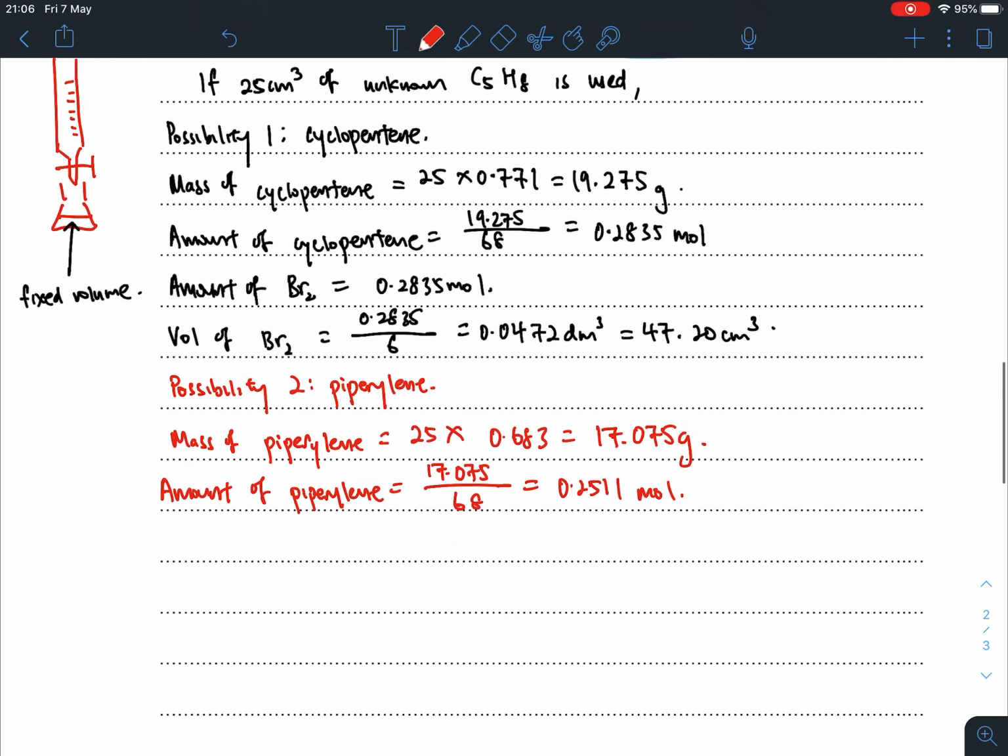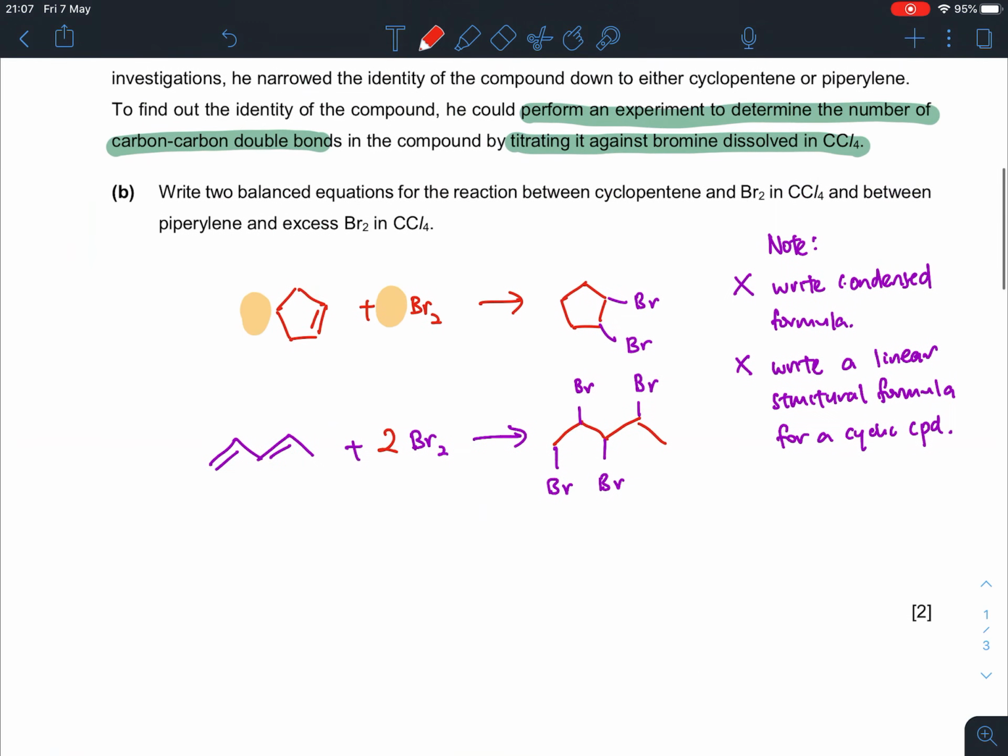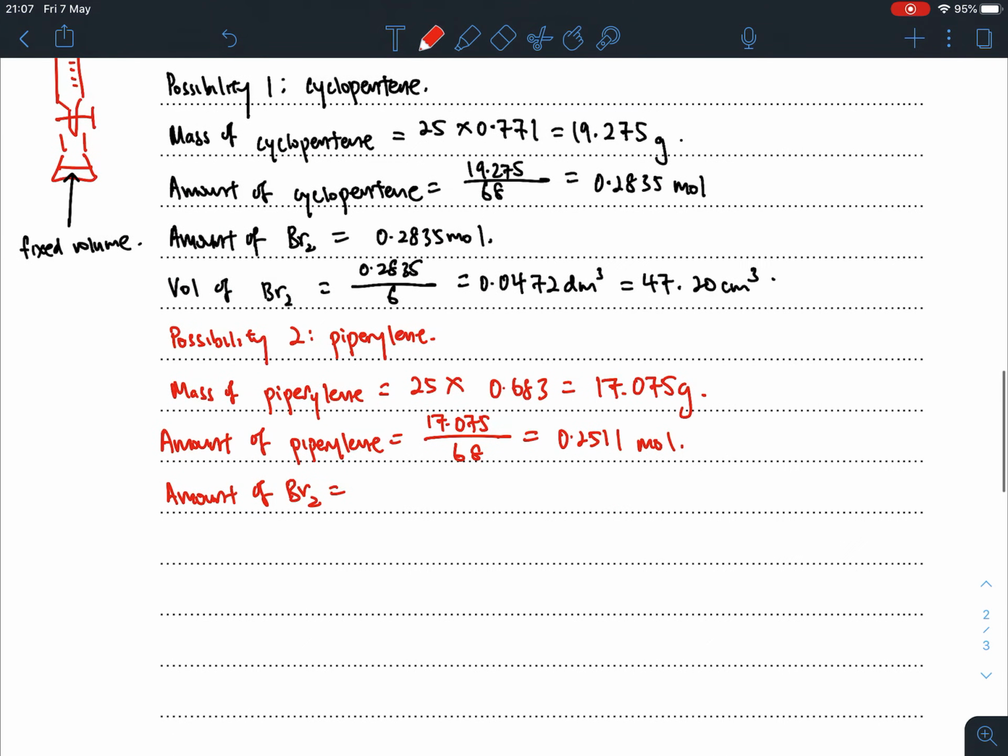Okay, which is 0.2511 mole. In this case, the amount of Br2 is no longer 1:1 because for piperylene, we know that the ratio is 1:2. So for Br2, I would have to multiply by 2. Okay, in that case, the volume of Br2 is its amount divided by concentration, which quite a number of you did not use the correct formula, which is why you got a different interpretation.